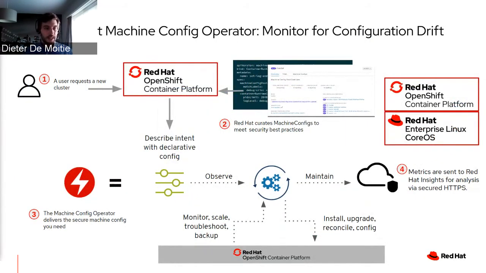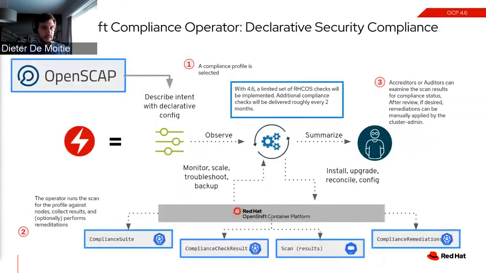I already talked about the machine config operator, which prevents you from getting configuration drift on your machines. The machine config operator will always make sure that your nodes are correctly configured.